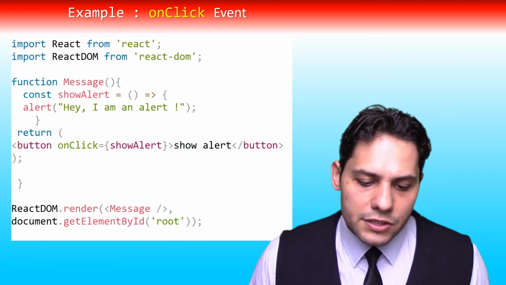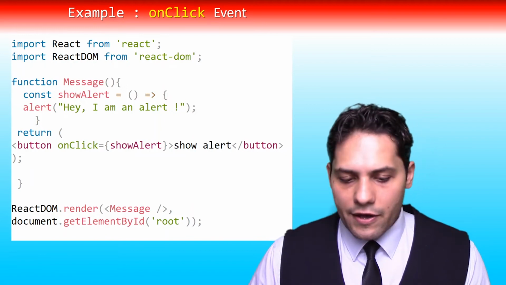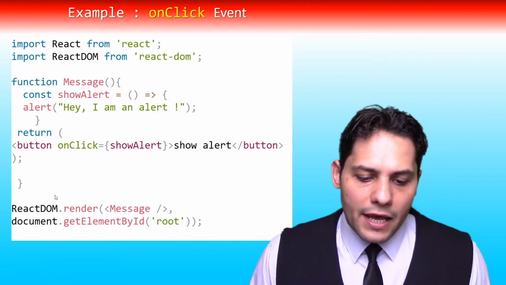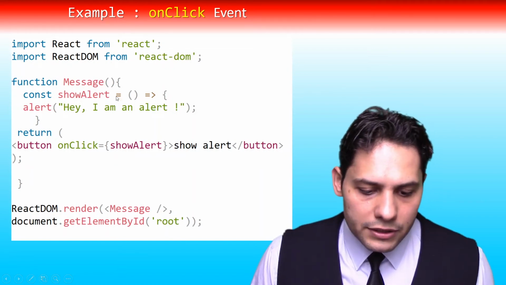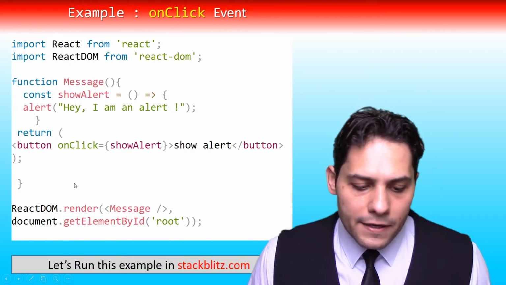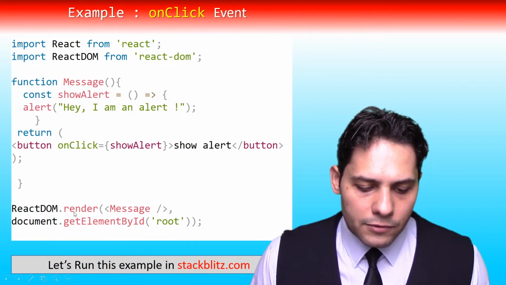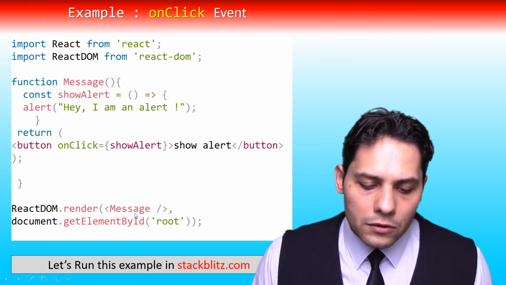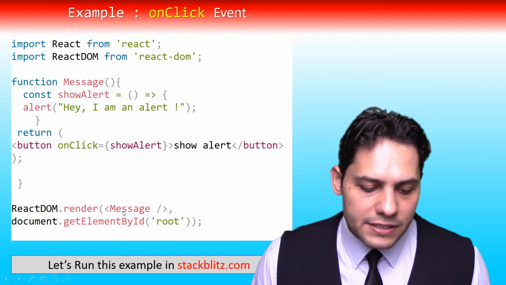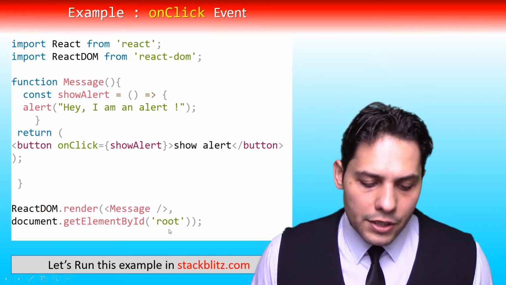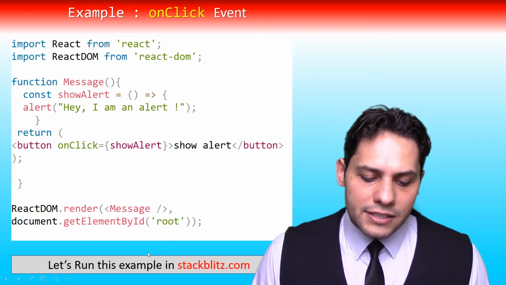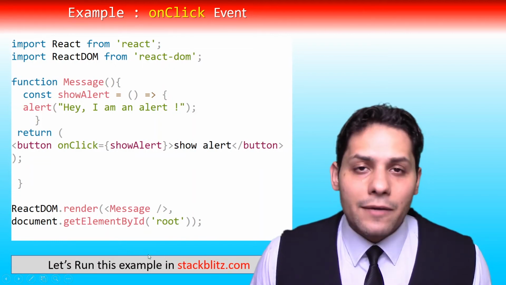This handler is showAlert, which is a kind of function, and it's defined inside the Message component like this. And then we have ReactDOM.render. We call the component name here, Message, and then document.getElementById root. Let's run this example in stackblitz.com.